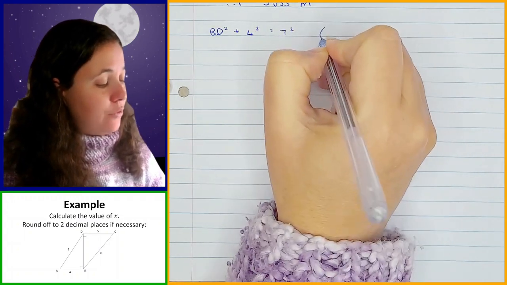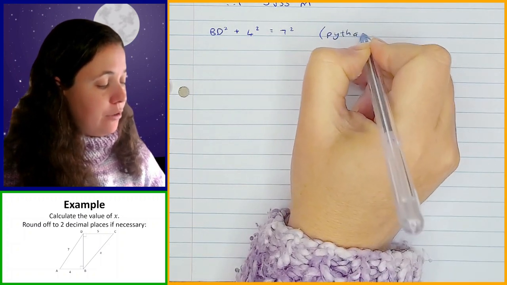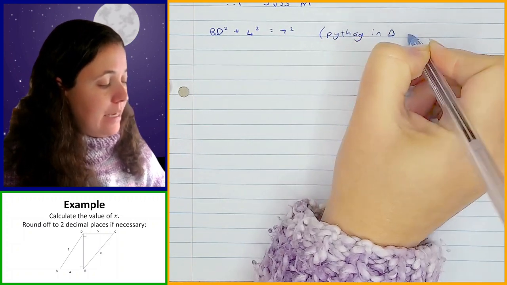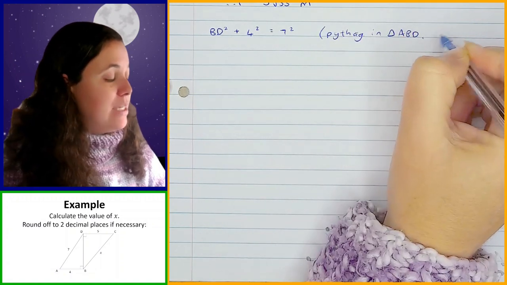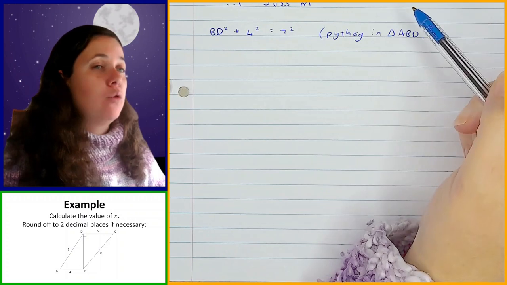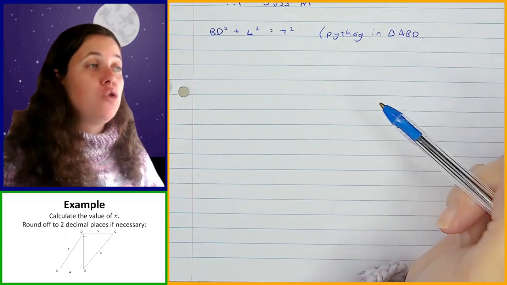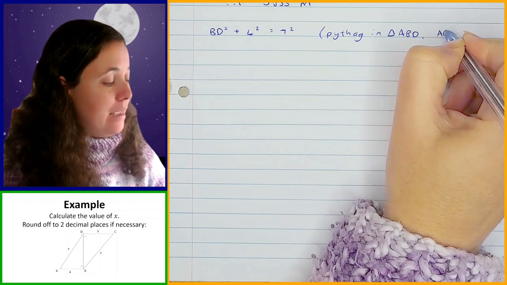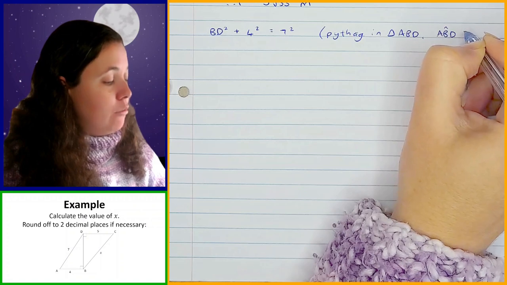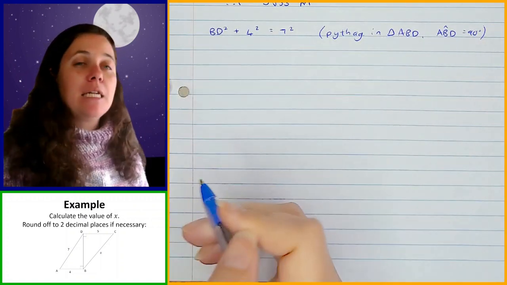And for this over here, I'm working with Pythagoras, the Pythagorean theorem in triangle ABD. And the reason I can do it is because of that angle, which is 90 degrees. Now, I can't just say angle B because there are two angles at B. So I need to actually specify which angle it is. So it's angle ABD, which is 90 degrees. Okay, so that's what I start off with. Now let's go and work that out.